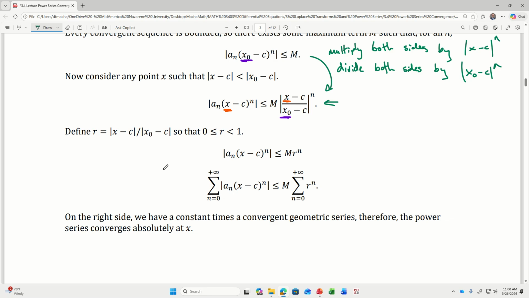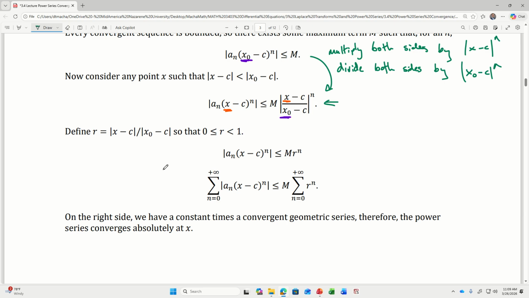And notice, because x is closer to the center than x0 is, this ratio is between 0 and 1. And so I can say that a particular term of my power series has an absolute value that's less than or equal to capital M times lowercase r to the n, where lowercase r is between 0 and 1. Because M is a constant, I can take an infinite sum of both sides here and then remove the constant outside of the sum, right? That's just factoring out the capital M constant.